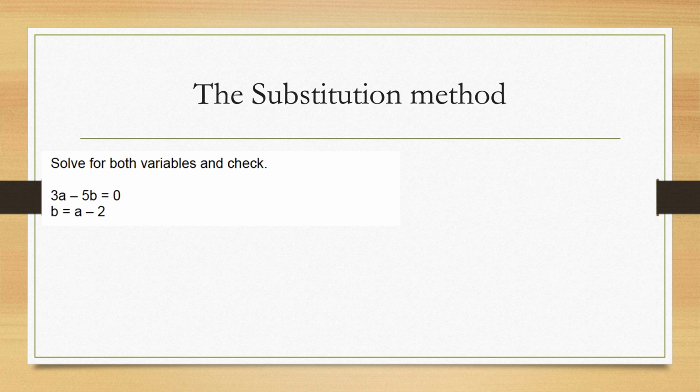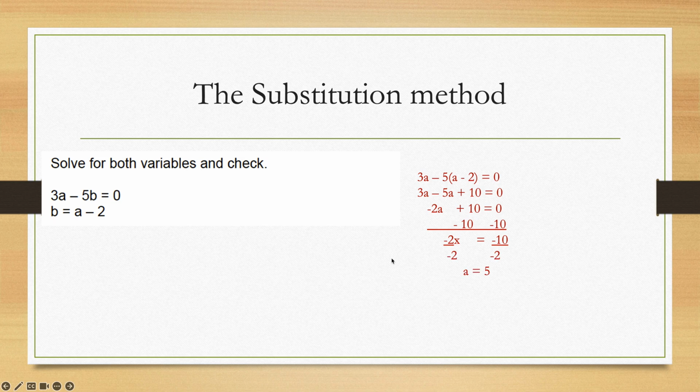So my first question is, what are you going to substitute for? You're going to substitute for b because it says b equals a minus 2. So I rewrite the first equation. I keep the 3a, I keep the minus 5, I keep the equals 0. But I'm going to put an a minus 2 in for b. Now I just solve it the way I know how to solve it. Distributing the negative 5, combining like terms, subtracting 10, dividing by negative 2, a is 5.